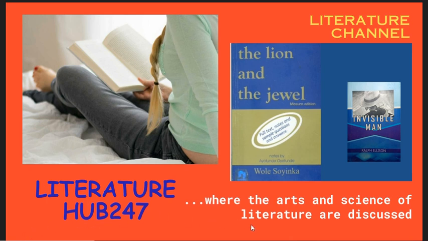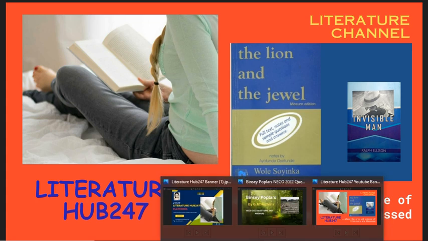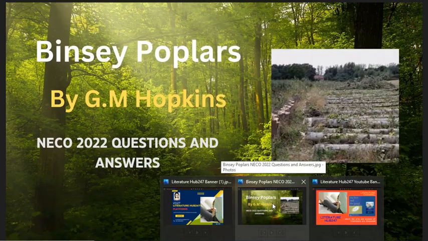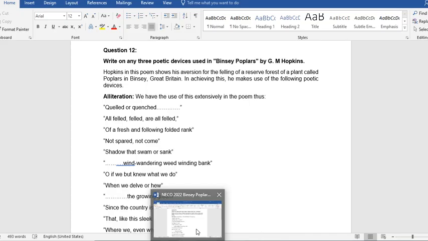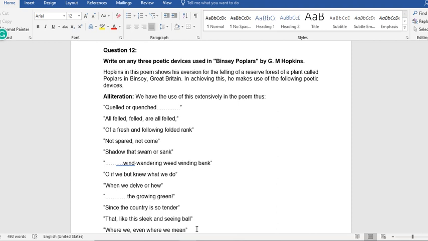Today, we are going to do justice to a past question on a non-African poem titled Binsey Poplars. The poet is G.M. Hopkins. We are going to do justice to the NECO 22 question on the poem. Let's go ahead. The question says, write on any three poetic devices used in Binsey Poplars by G.M. Hopkins.